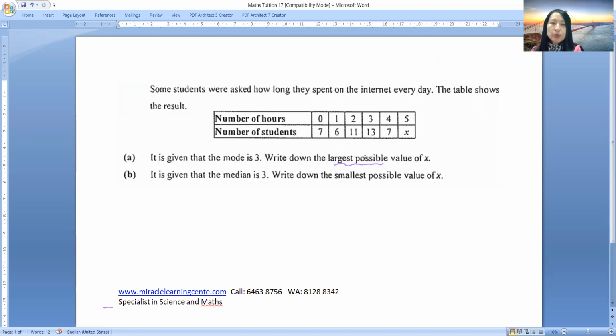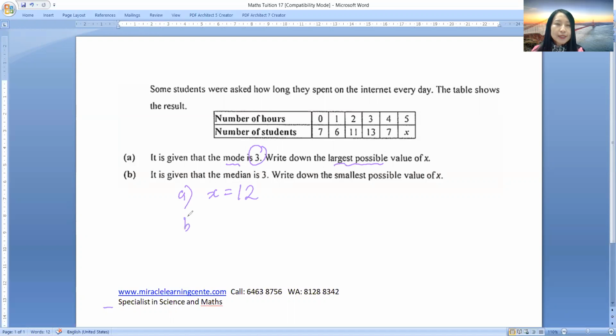They want the largest possible value. So the mode is 3. Mode means it appears the most frequently. So if you want the mode to be 3, this is 13. So the largest number that x can be has to be smaller than 13. So one number smaller than 13 will be 12. So the answer, x will be equal to 12. That's a number smaller than 13, but it's the largest possible value of x.